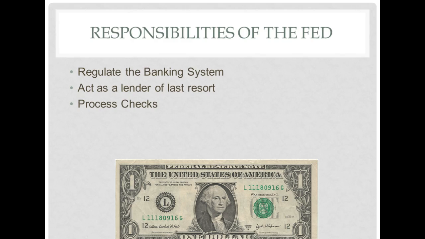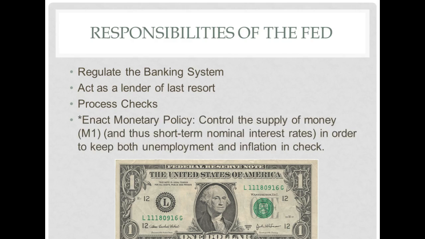The last one is the one that's going to be the focus of this course, and that is enacting what's called monetary policy. Monetary policy is the way the Fed controls the supply of money. Remember, it controls the amount of M1, and in doing so, if we remember our money market graph, also controls the amount of short-term nominal interest rates. And the reason they do that is to keep both unemployment and inflation in check.